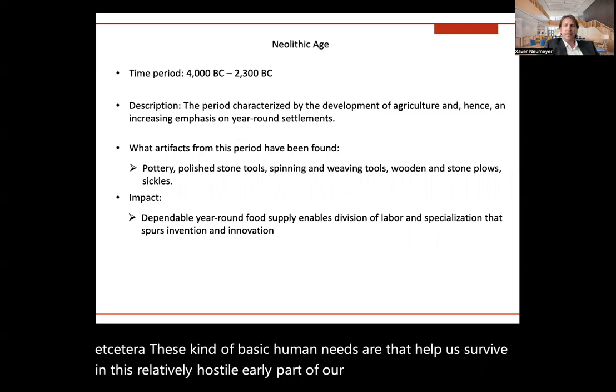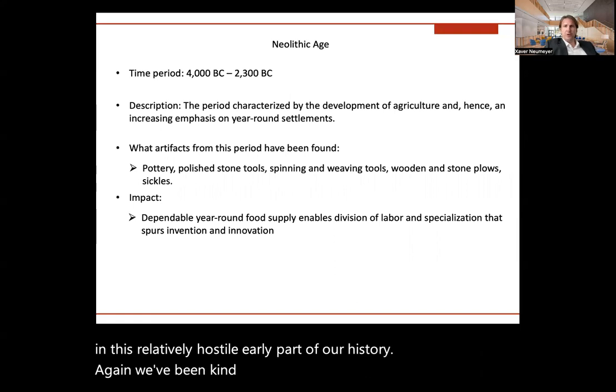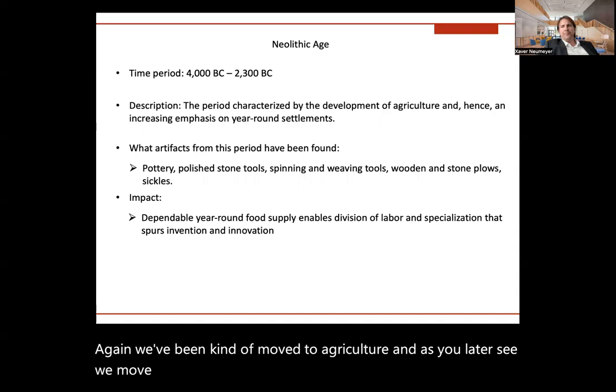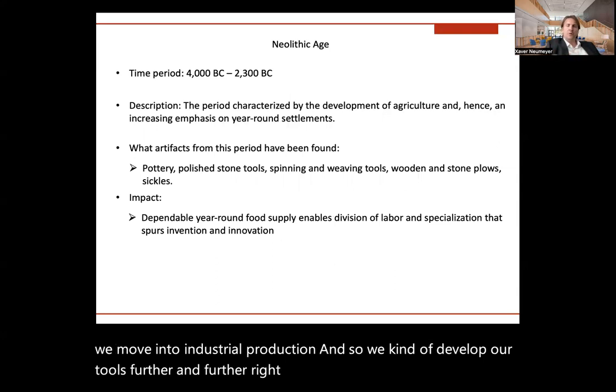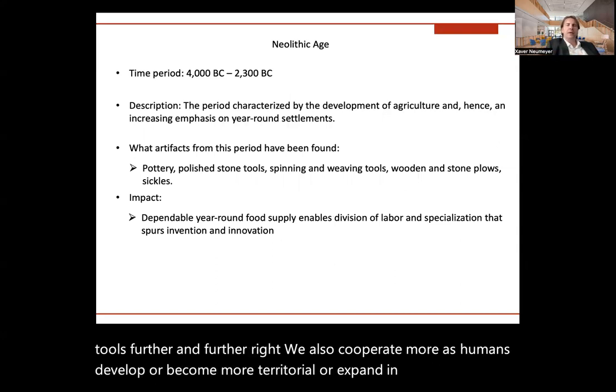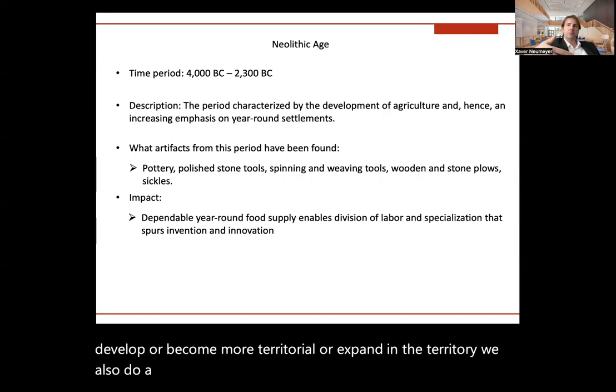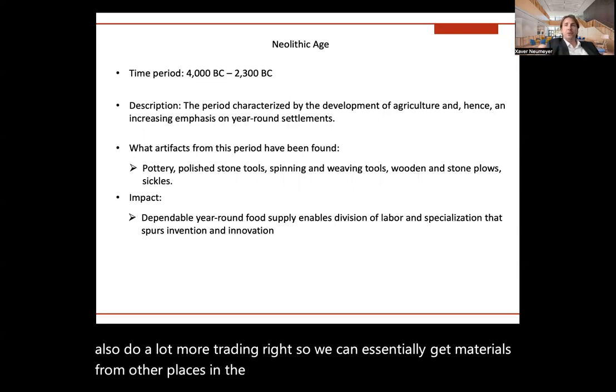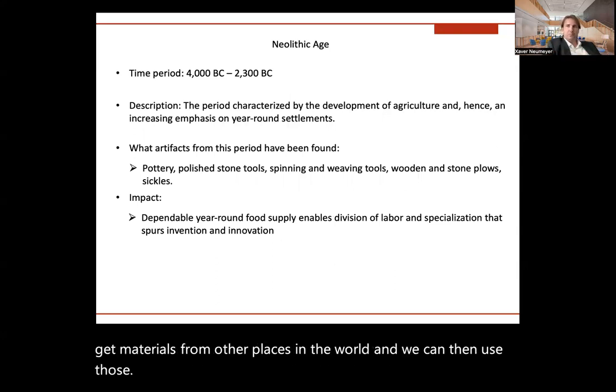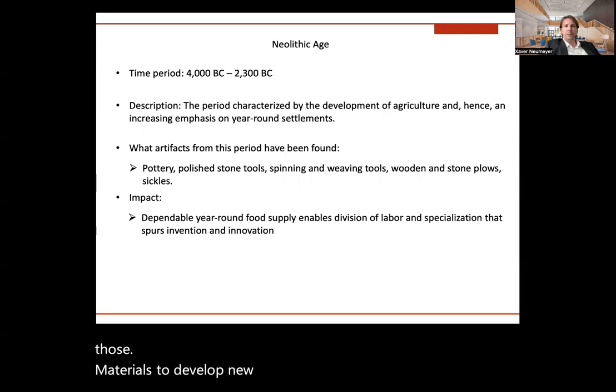history. Again, we then move to agriculture, and as you later see, we move into industrial production, so we develop our tools further and further, right? We also cooperate more as humans become more territorial or expand in territory. We also do a lot more trading, right? So we can get materials from other places in the world, and we can then use those materials to develop new techniques or innovations.